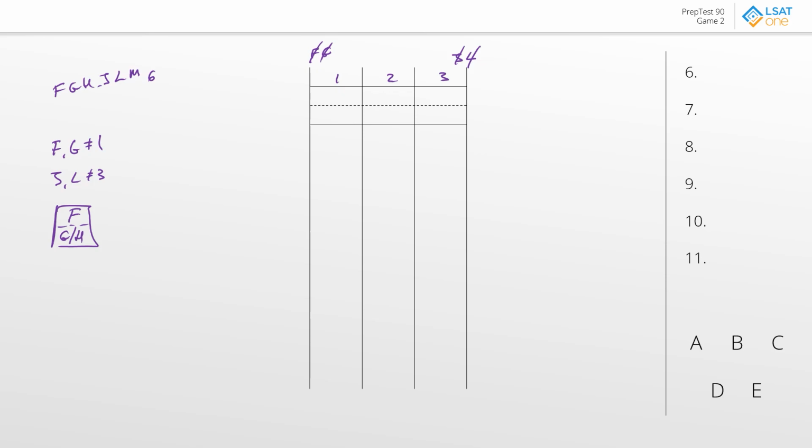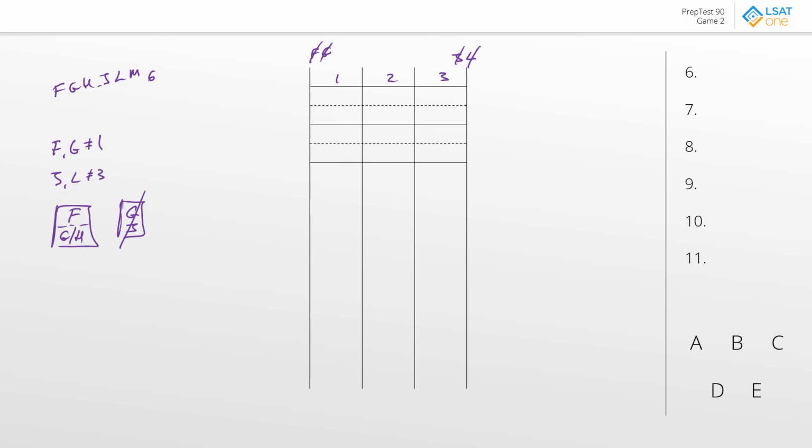The last rule tells us that G cannot play against J. So G and J cannot be together. And I guess we can't do much more with that. So let's exhaust the game as we said.